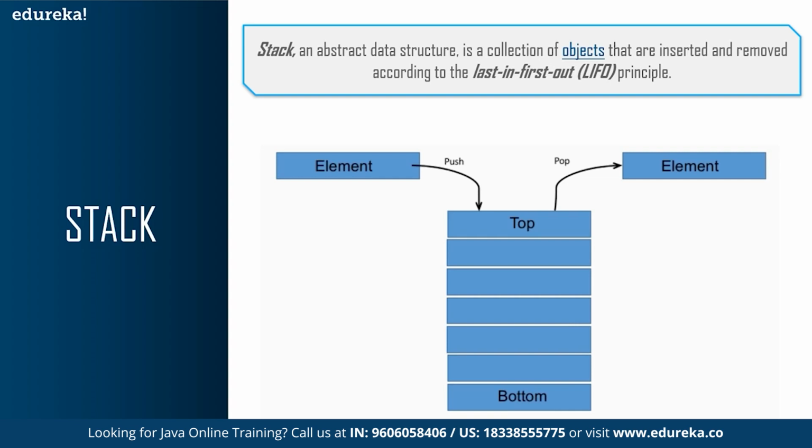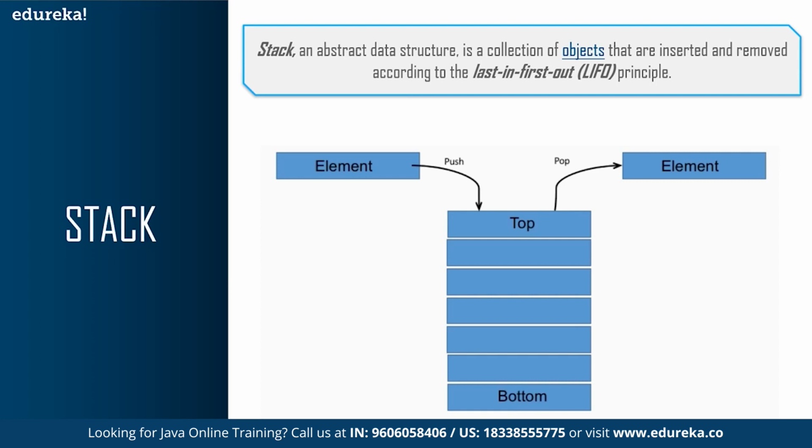So you can see here, this is a bottom element and this is a top element. When you push an element into the stack, it goes on top of the others, and the last element, that is the top element, can be popped out. Once the top element is popped out, the next element available in the stack can be popped out, but the bottom element cannot be popped out first. So this is how it works.